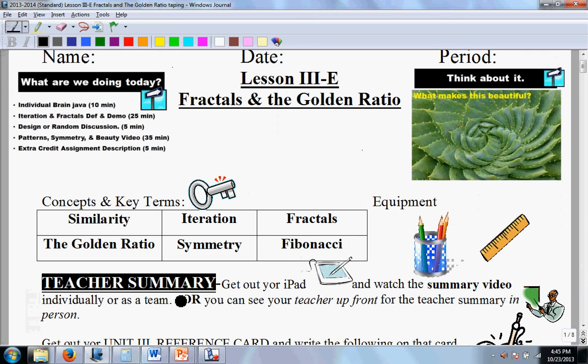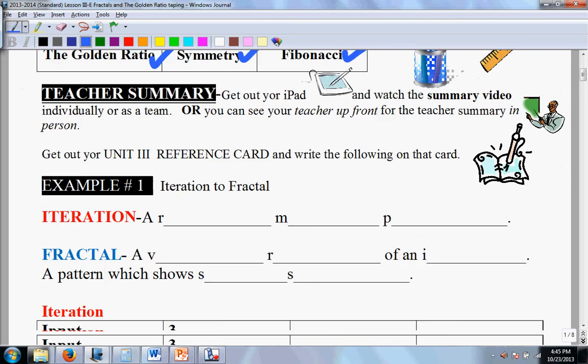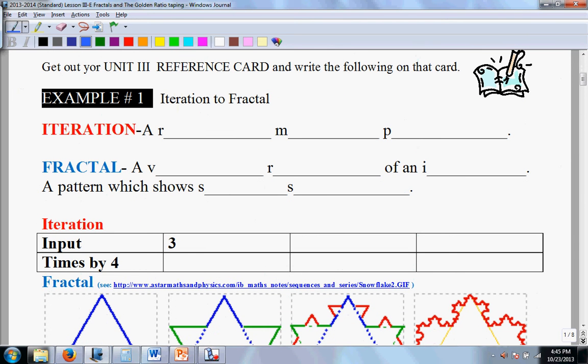You should have colors out and a straight edge. Here's your vocabulary for today: similarity, iteration, fractals, the golden ratio, symmetry, and something called the Fibonacci sequence. So an iteration is a repeating math process.